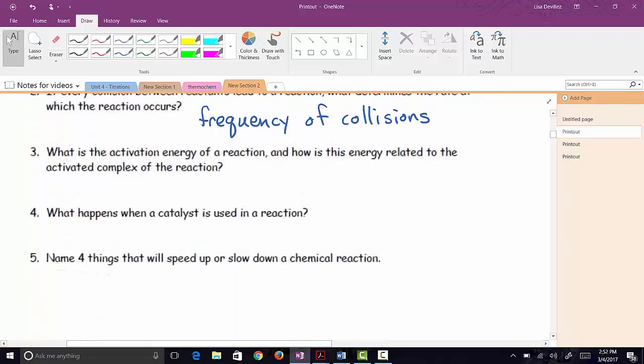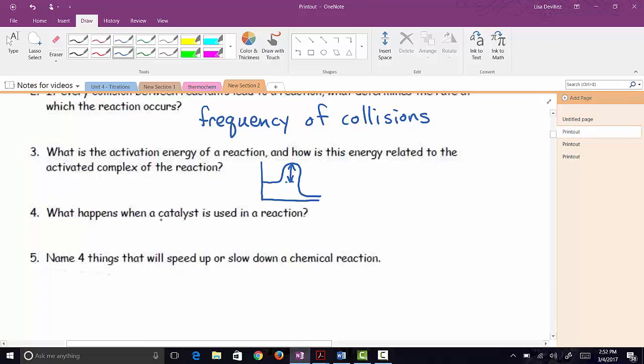So what is the activation energy of a reaction, and how is this energy related to the activated complex? The activation energy is the energy needed to get the reaction started. That is the minimum energy that the collision has to have. If we remember from our energy diagram, that's going to be this amount of energy right there. And so it's the energy that is required to create that activated complex so that the reaction can go forward.